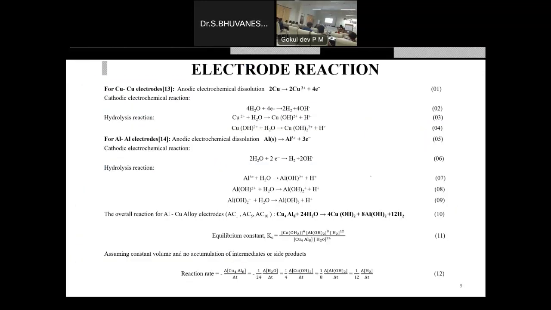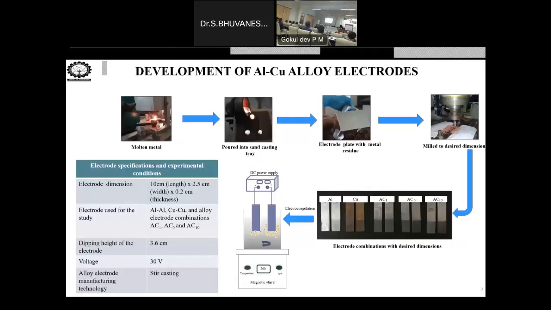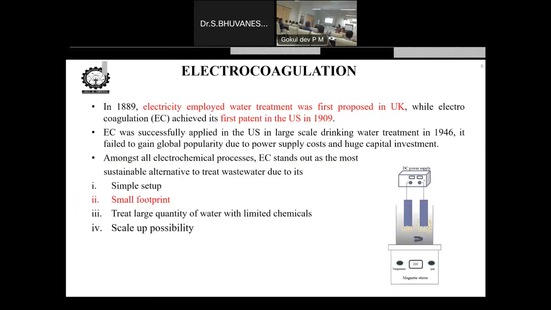Next is regarding scale-up possibility. You have seen a lot of reactors, no? We can do it in multiple reactors. We can have stacked electrodes, more numbers of electrodes, monopolar, bipolar, a lot of electrode configurations, and electrode materials, everything can play a role. We can bring innovation in those parts.